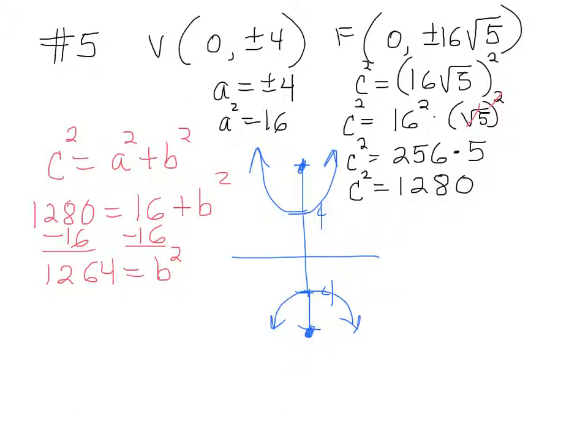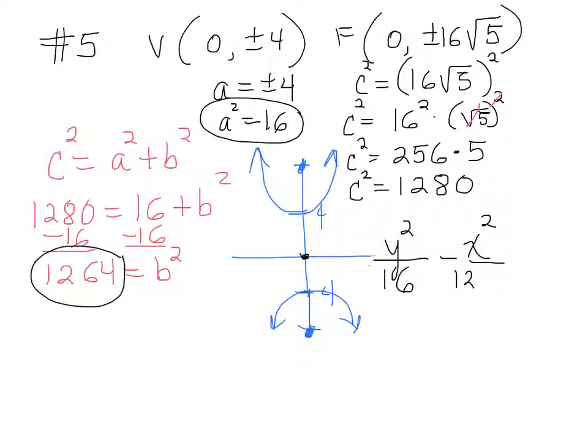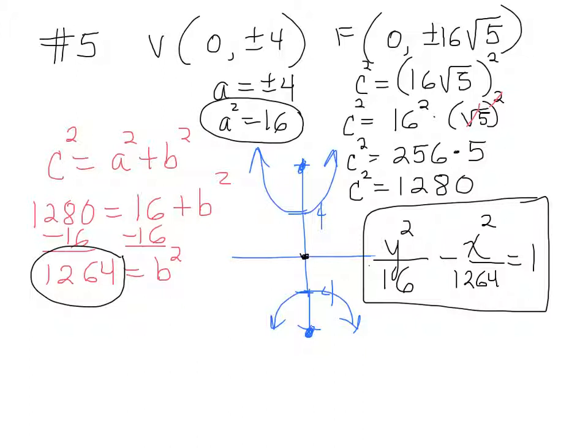So that means that the first letter on the equation has to be the what? The y. So it's going to be y minus, what would be the center? It's 0, 0. So I don't need the parentheses, right? All I have to do is just put y squared. So it's y squared over the a squared, which is 16, and then minus x squared over the b squared, which is 1,264, and that is equal to 1. So none of those answer choices were right.